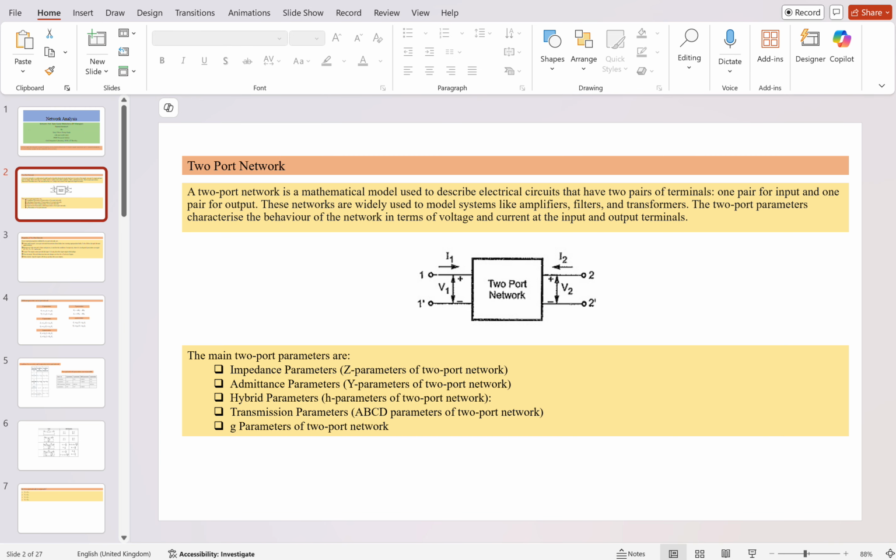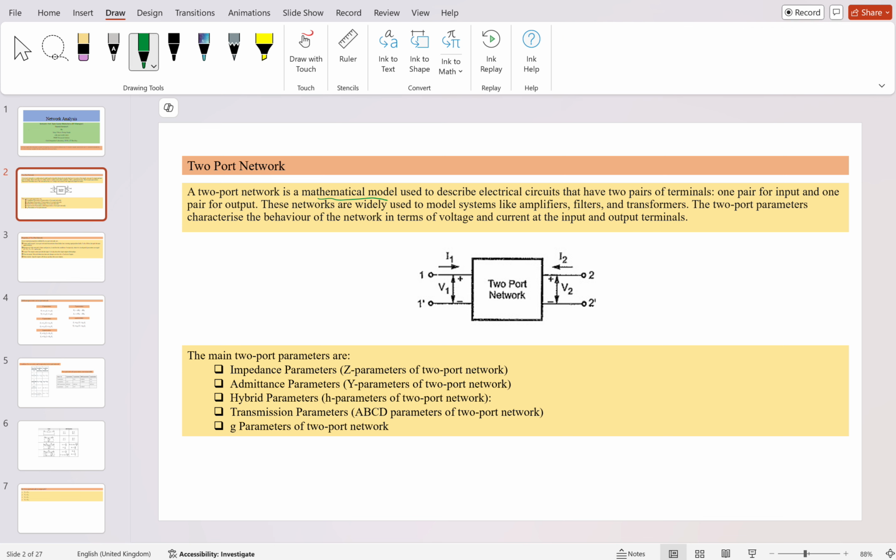What is actually a two-port network? If you see the statement written here, a two-port network is a mathematical model which is used to describe the electrical circuit that has two pairs of terminals, one pair for the input and one pair for the output. It means that if you see here in the image, this is the input port and this is the output port. And these are the terminals.